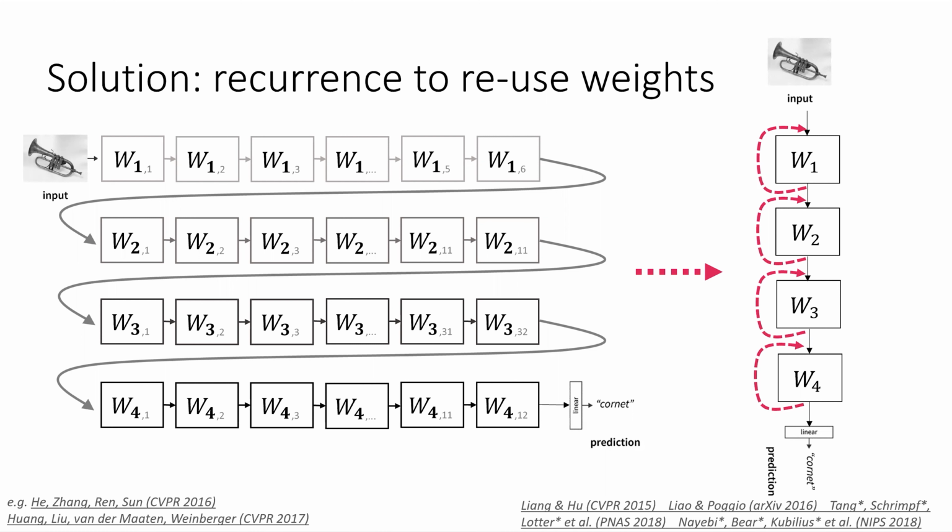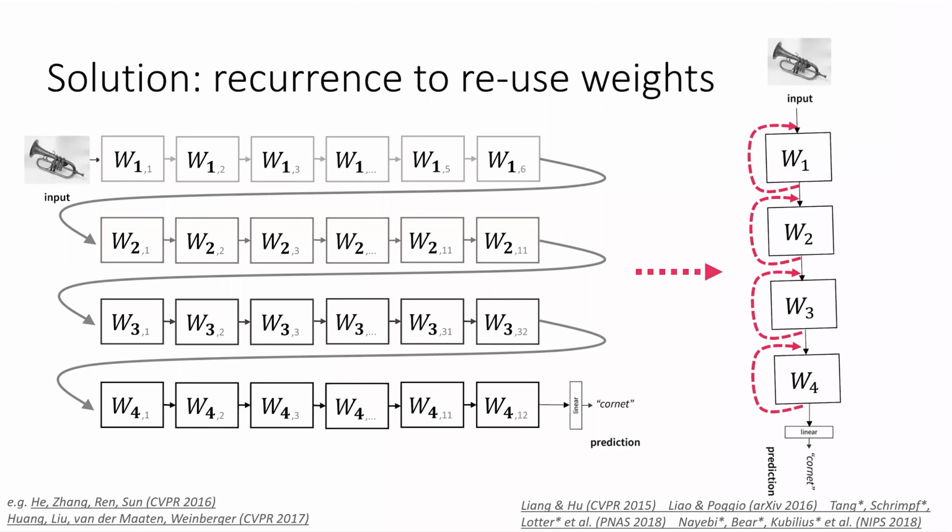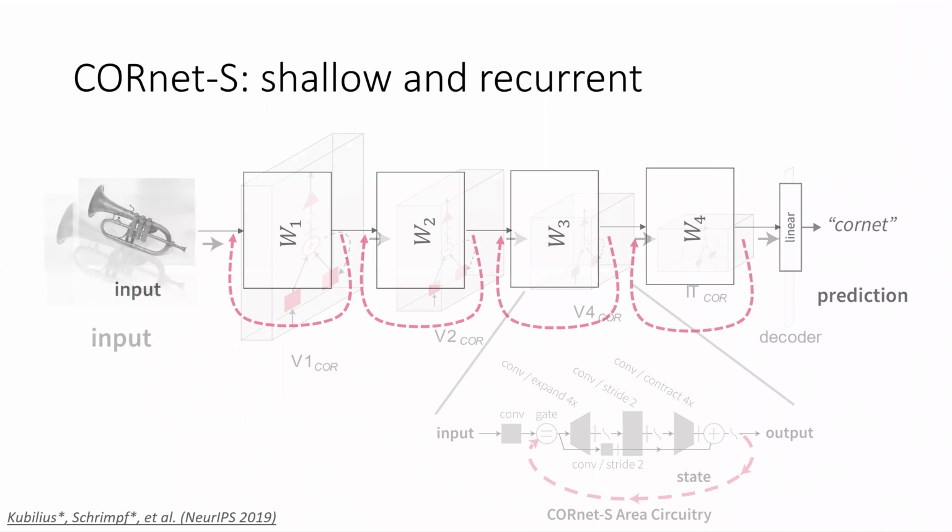So that you can use the same weights over and over, but critically, it's the same set of weights. It's not different weights. It's the same set of weights that is applied. So the solution to get virtual depth again is to use recurrence, and that is exactly the model that we built.